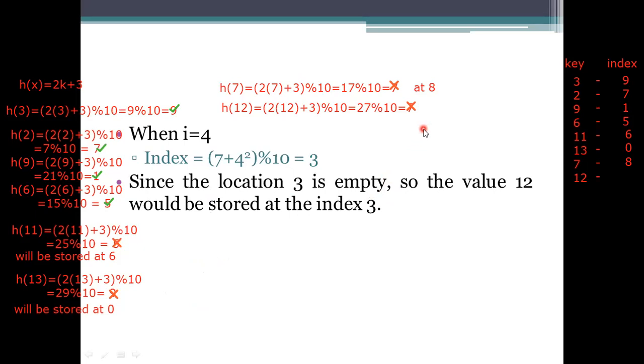What is the value? 4 square here is 16. 16 plus 7 is 23. 23 percentage 10 is equivalent to the third index value. See whether it has been occupied or not. Yes, it is not occupied. Just store the value at that one. Okay, now it has been stored at 3.